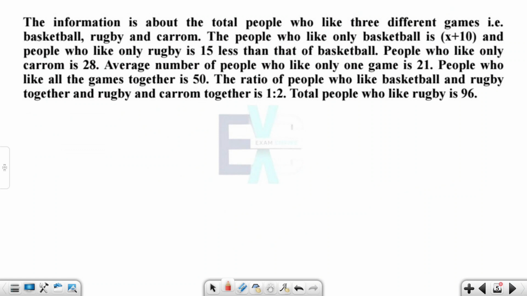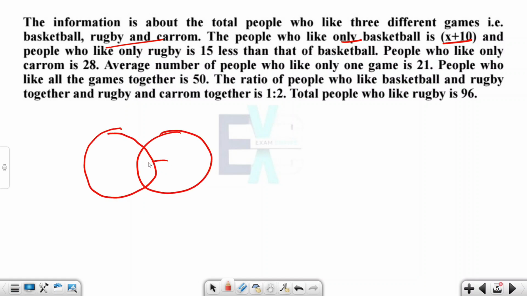Next one. The information is about total people who like three different games, that is basketball, rugby, and carom. The people who like only basketball is X plus 10. So what are the three games? One is basketball, one is rugby, and another is carom. The people who like only basketball is X plus 10. And the people who like only rugby is 15 less than that of basketball.